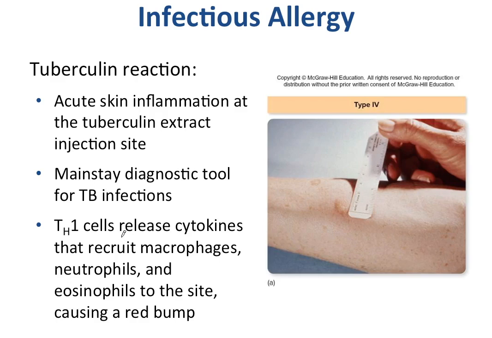So the TH cells can recognize this antigen and recruit macrophages, neutrophils, and all kinds of cells, eosinophils, which migrate to the site of injection and cause a skin bump.